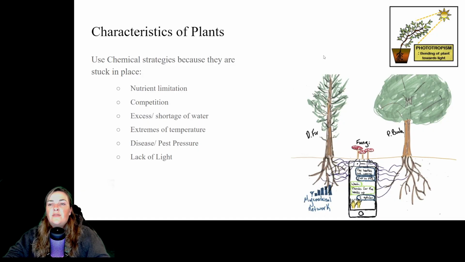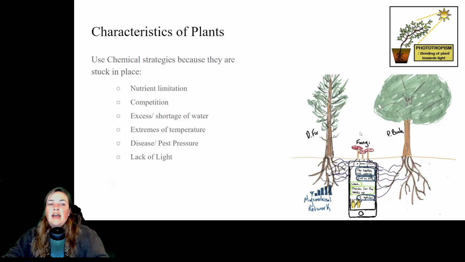So this involves using chemicals to help with nutrient limitation, competition from other plants, excess or shortage of water, extremes of temperature, disease and pest pressure, and also lack of light. This applies to all plants, not just grapevines, of course, right? And one of the things that we see up here in this corner is phototropism. It's when a plant can't get the light that it requires, but it senses it just within reach. It will actually grow in the direction that the light has, right?